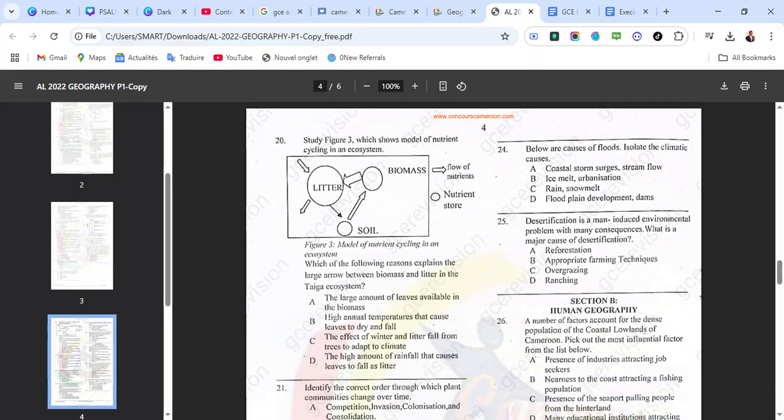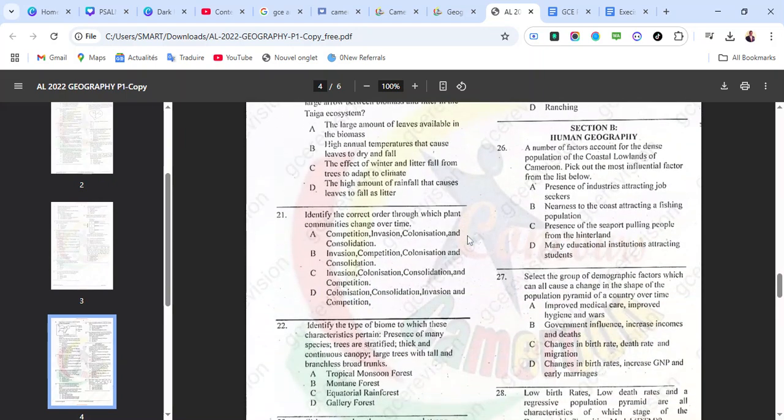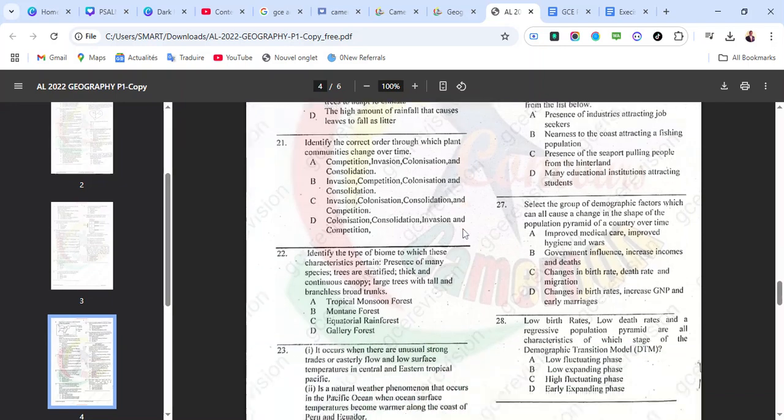It continues, it says, identify the correct order through which plant communities change over time. Correct answer for 21 is D, colonization, consolidation, invasion, and competition.